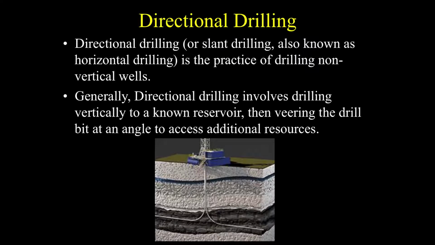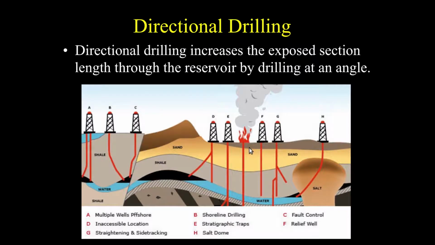Directional drilling, or slant drilling, also known as horizontal drilling, is the practice of drilling non-vertical wells. Generally, directional drilling involves drilling vertically to a known reservoir, then veering the drill bit at an angle to access additional resources. Directional drilling increases the exposed section length through the reservoir by drilling at an angle. As you can see in this photo here, you have various examples of directional drilling. There in the black is the oil.